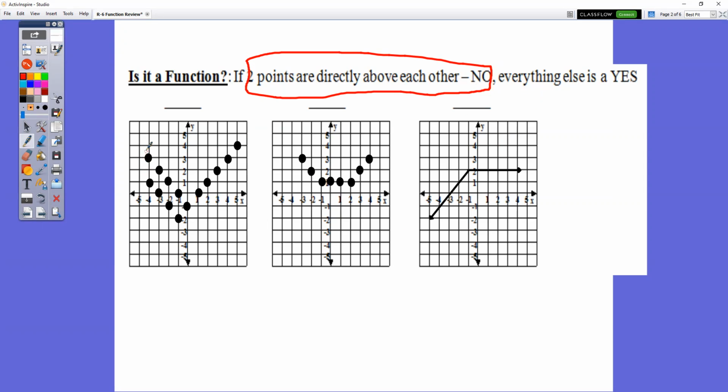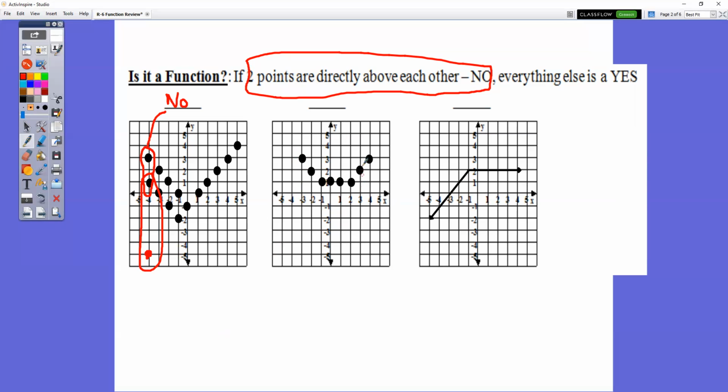So when you take a look at this first one, you'll notice that there are 2 points directly above each other right there. Because there are 2 points directly above each other, this one is a no. And again, it doesn't matter if they're close like this. If we had a point that was down here instead, this would still be a no because they would be right directly above each other.